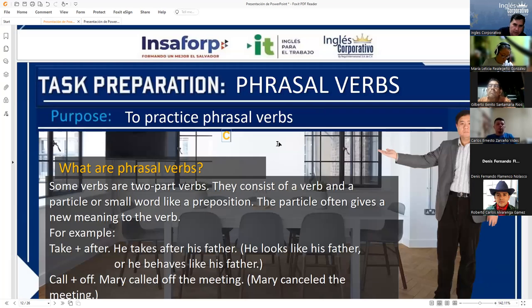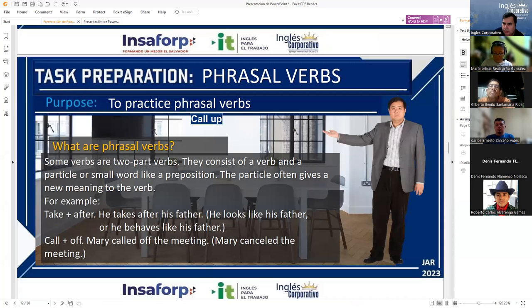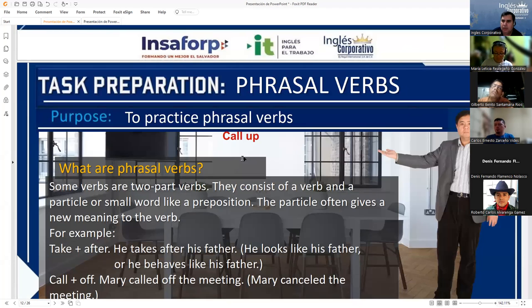Okay, so if you have call up, imagine that you have the word call up. Call up is to telephone. But if you change up for in, and you say call in, teacher. Okay, call in is like you say that you are sick. You call in sick. You make a phone call to inform that you are sick.